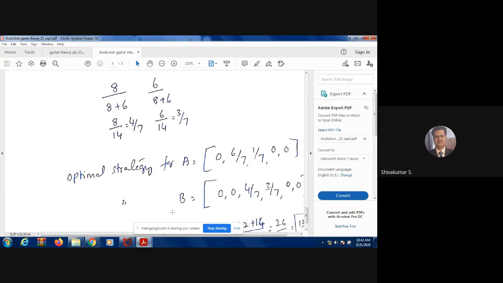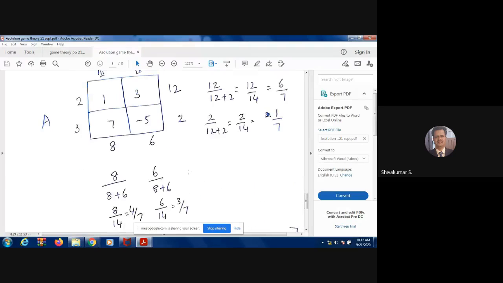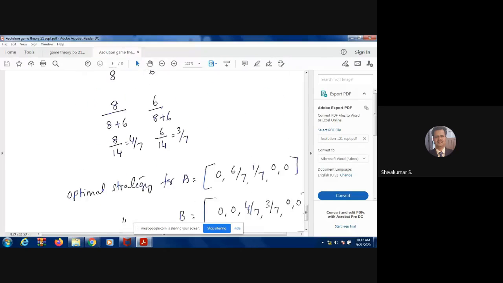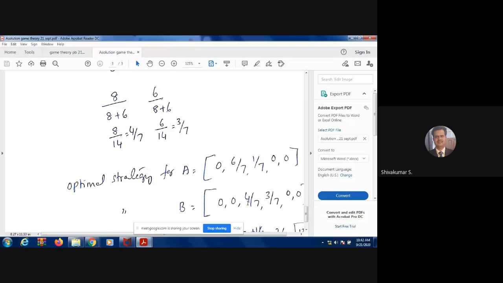Now optimal strategy for player B, because there is no first and second column, so 0, 0. Third column 4 by 7, fourth column 3 by 7, remaining 5 and 6 are 0, 0. So these are called as the optimal strategy for player A and the player B.